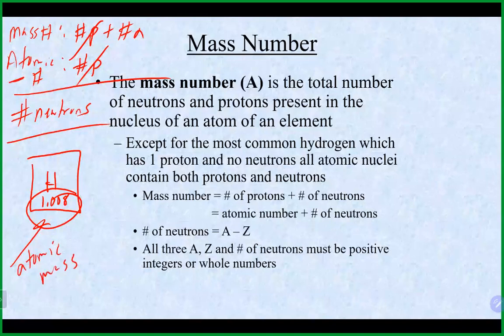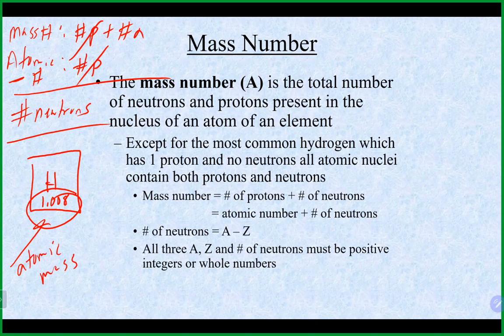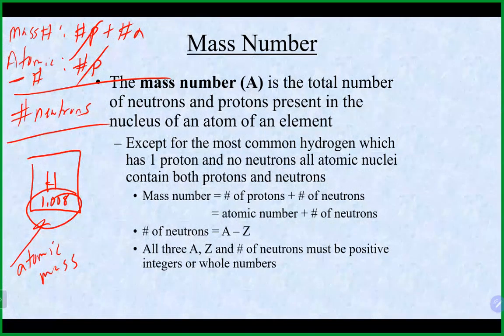What confuses a lot of people is this. The atomic mass and the mass number oftentimes are numbers very close to each other. So sometimes people look at it and go, oh, that's the mass number. So the only number that you can find on the periodic table is really the atomic number.